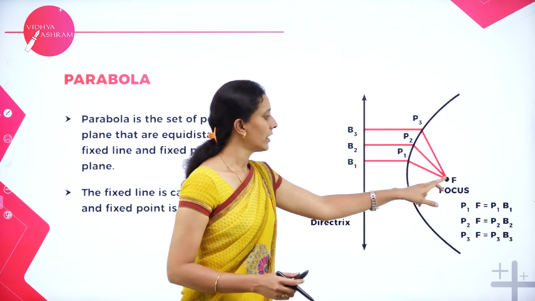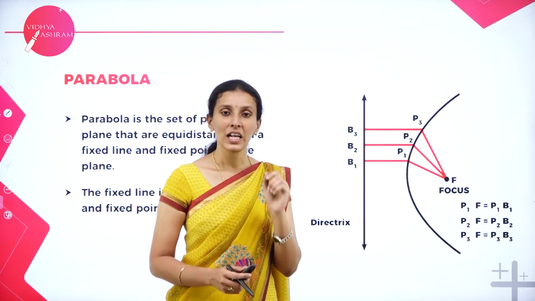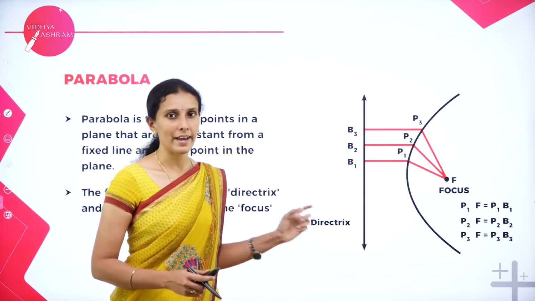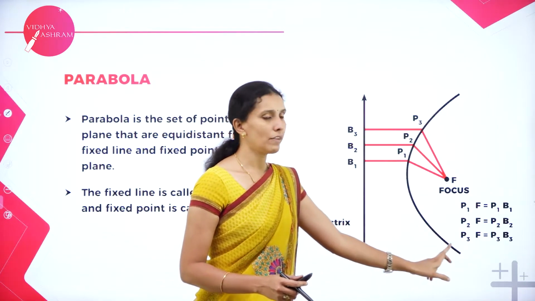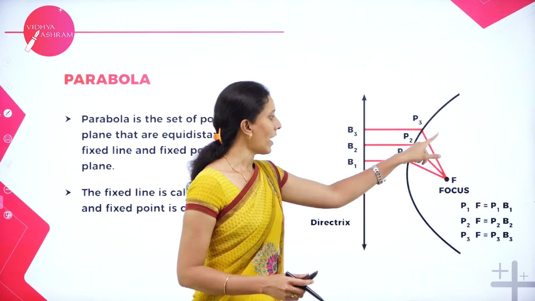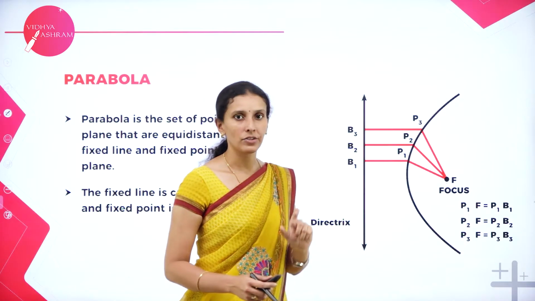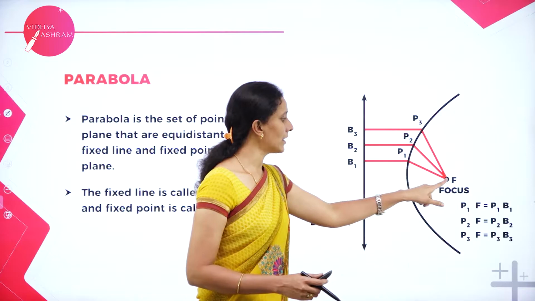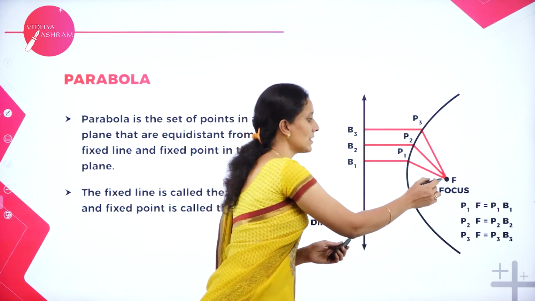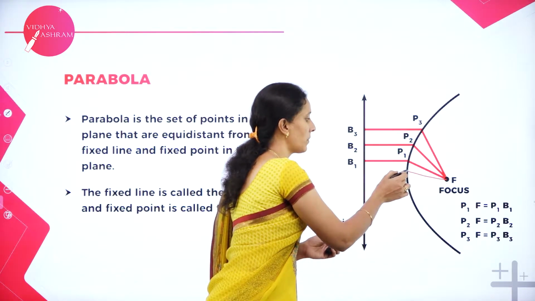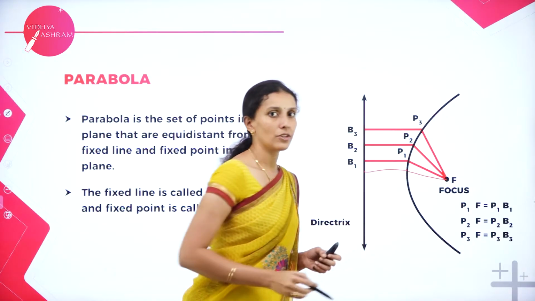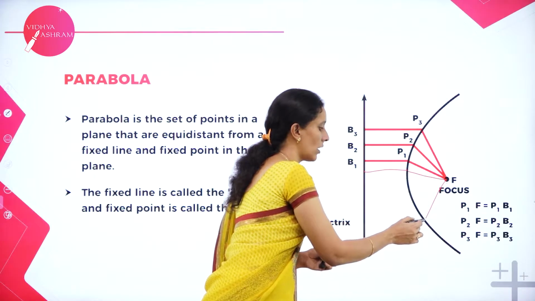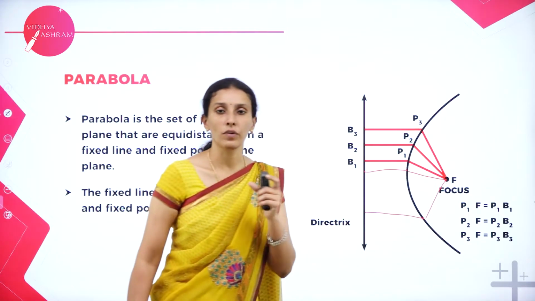If you take this F as a fixed point, that is called the focus, and the fixed line is called the directrix. So you will get a curve like this when you go on marking the distance from the focus and from the directrix, which is a straight line. If you take this distance, then the distance from here and the distance from the directrix will be the same. Here also, the distance from the focus to the curve and from the curve to the directrix will be the same.